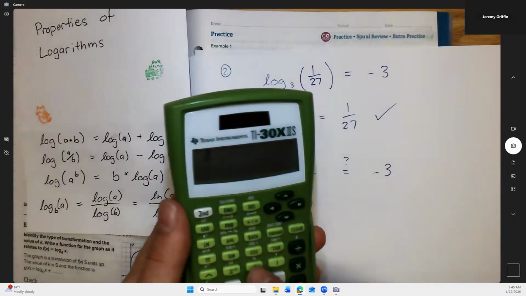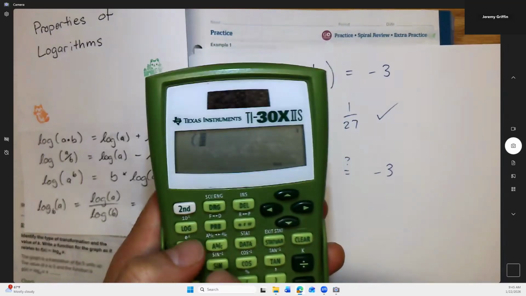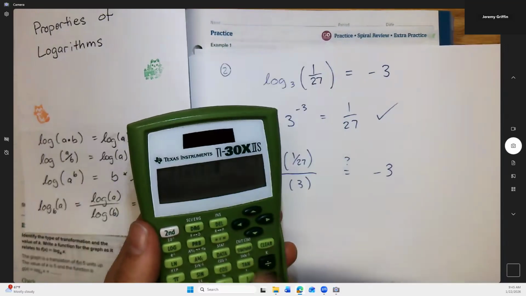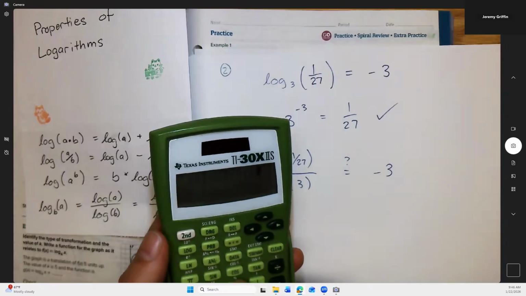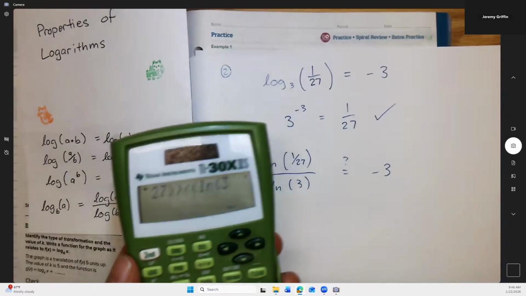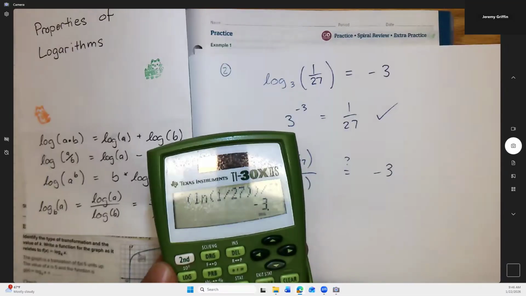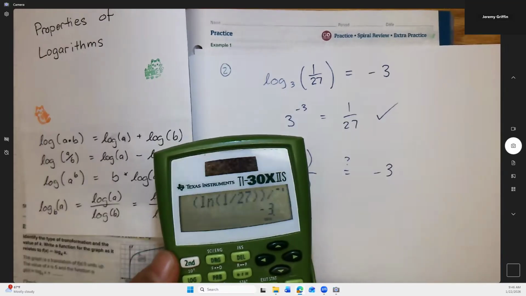All right, so do open parenthesis. Do you guys see the ln key for natural log? Hit that, and then 1 over 27, close, divide by, and then natural log of 3. As long as this says negative 3, then these are true statements. All these log rules are working. Yeah, there it is, just like that.